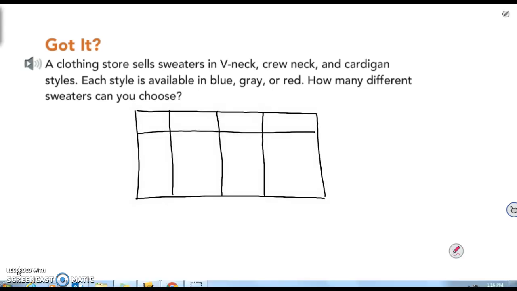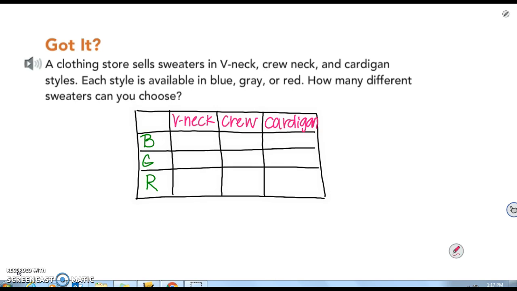So in my table at the top, I'm going to write the types of sweaters that we can choose from. So that's V-neck, crew neck, and cardigan. To the side of my table, I'm going to list the possible colors. So that's blue, gray, and red. Now I can complete my table. I'm going to begin with writing the types of sweaters in my table. And then I'm going to go back and apply the colors.